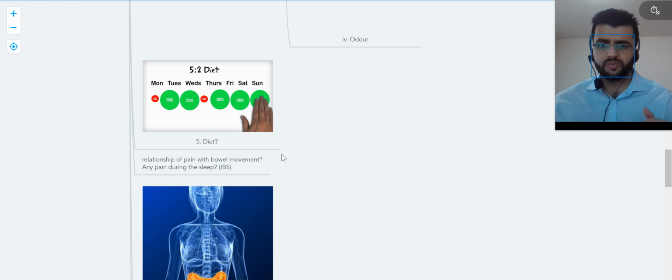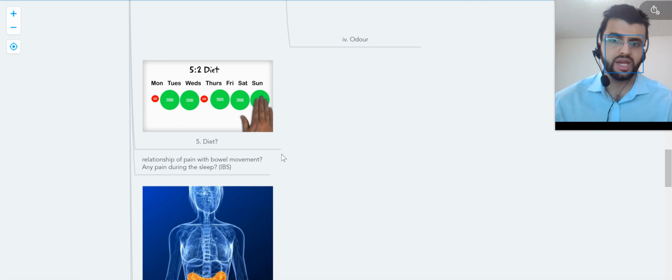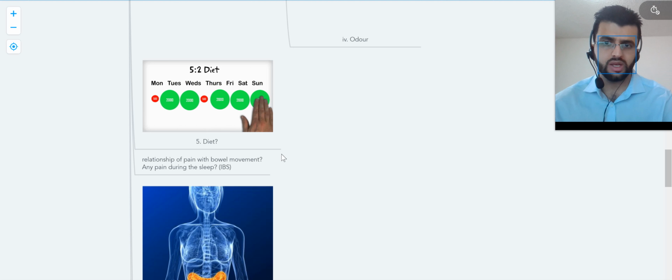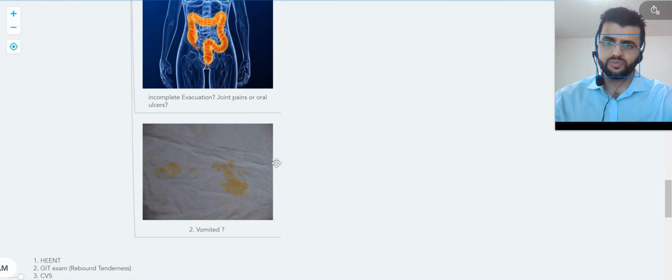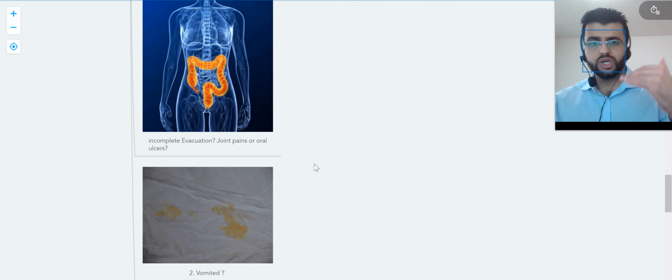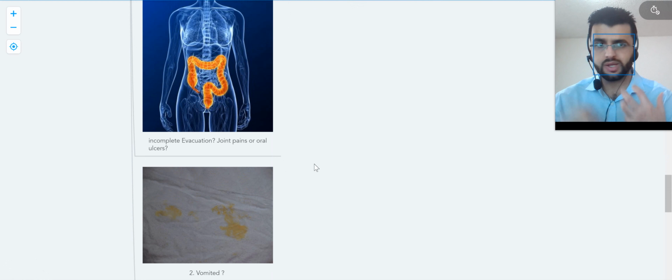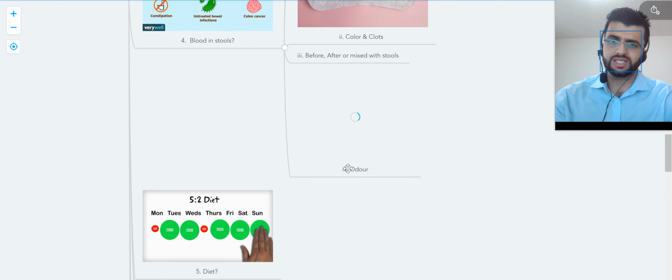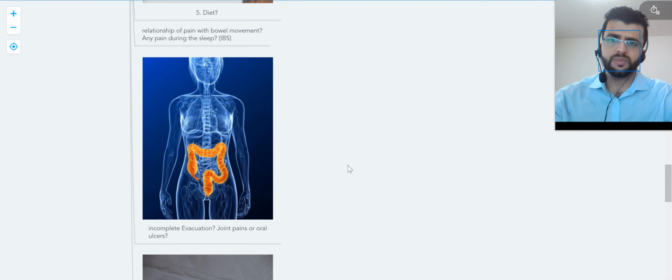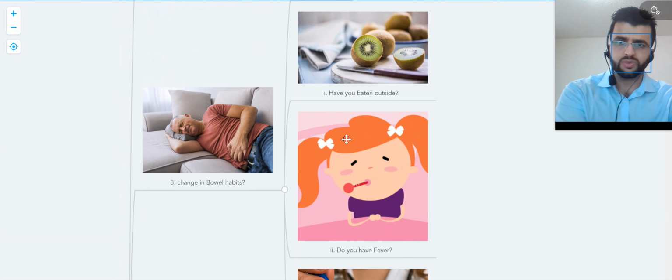Any relationship of pain with bowel movement? Okay, this is important. Any pain during sleep? Okay, this is for inflammatory bowel syndrome. Pain with bowel movement and pain during sleep too. Incomplete evacuation, these are the questions for inflammatory bowel syndrome too. Joint pain, oral ulcers, okay, so this is for inflammatory bowel disease too. Any vomiting, this is with nausea and vomiting, we ask about it, okay. So this is the gastrointestinal side, okay.